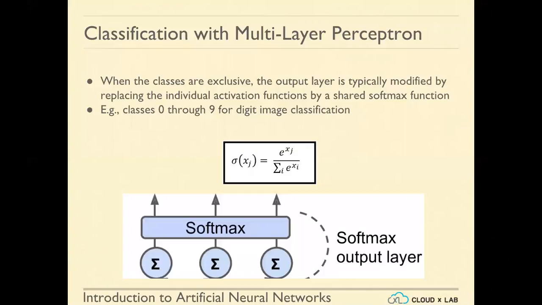So when the classes are exclusive, the output layer is typically modified by replacing the individual activation functions by softmax.